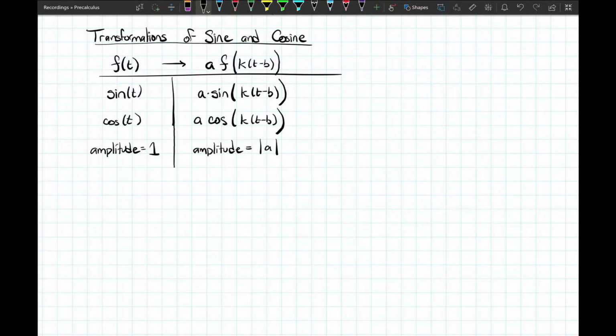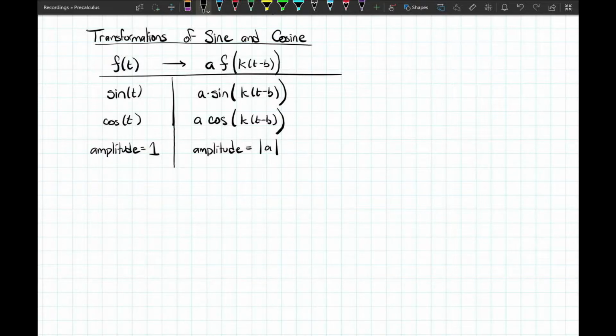Now here I'm writing the absolute value of a because let's suppose a is a negative value. Well, that's simply going to flip the graph over the t-axis, and it will have the same half-wave height above and below. So we'll just treat amplitude always as a positive number.